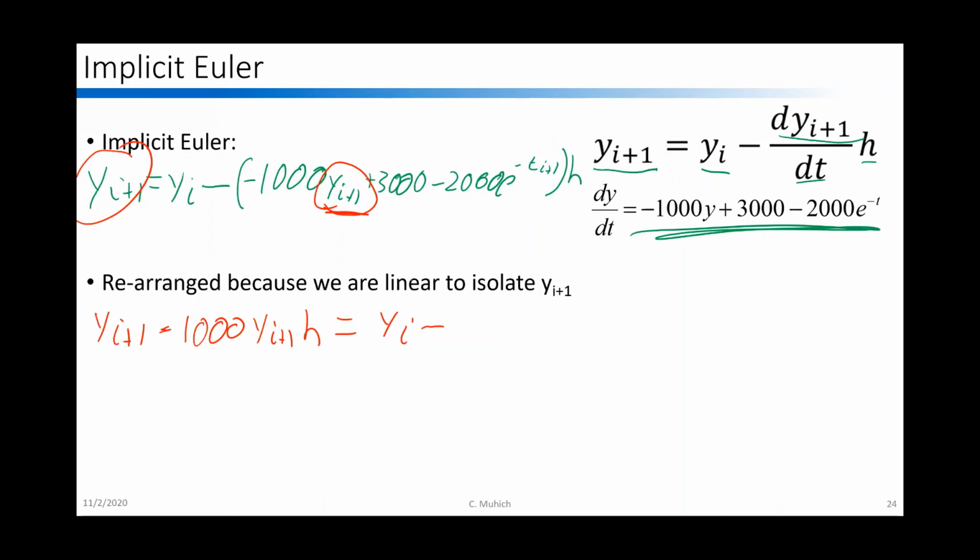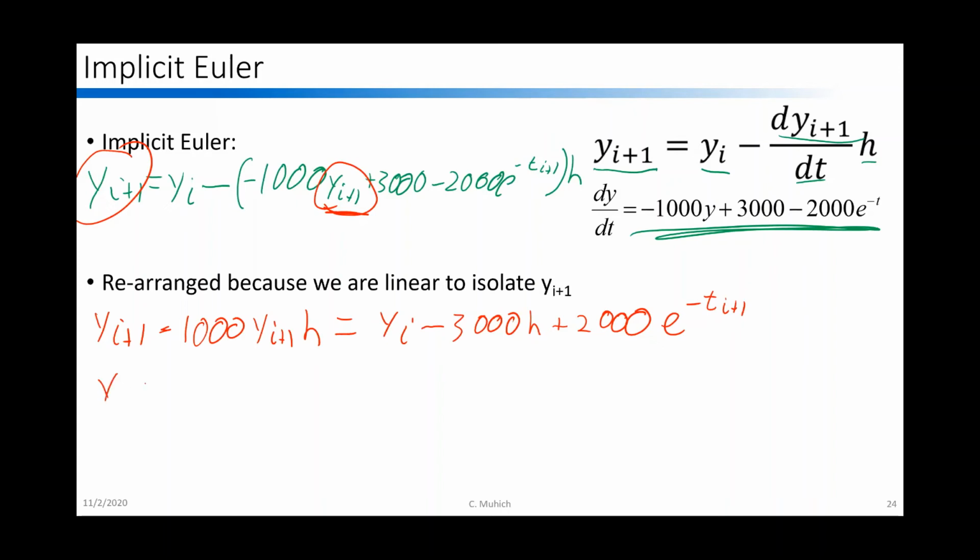Yes, minus 3,000 h plus 2,000 e to the minus t_{i+1}. This t_{i+1} we don't care about, because we know what that's going to be. That's just my current t plus 1. We don't need to solve anything for that, so that gets to stay. This over here we can manipulate.